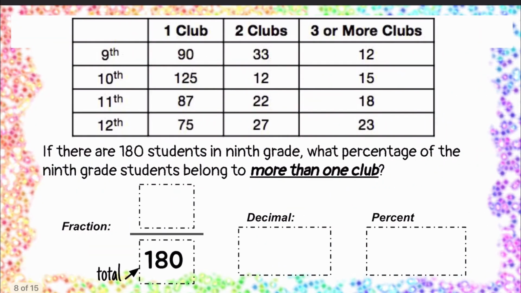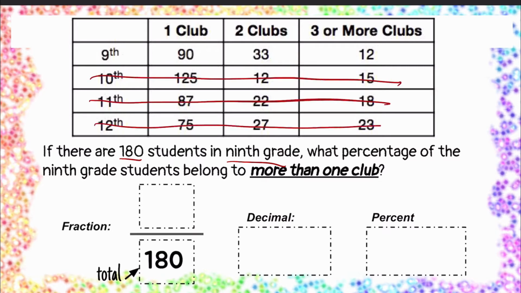Okay, let's look at a table. If there are 180 students in 9th grade, what percentage of the 9th grade students belong to more than one club? In this case, they already give you the total. They said there are 180 students total. Now, there's a bunch of information in this table. If they only care about the students in 9th grade, what can we eliminate from this table that we don't need? If we only care about 9th grade, we don't need anything about 10th, 11th, or 12th.